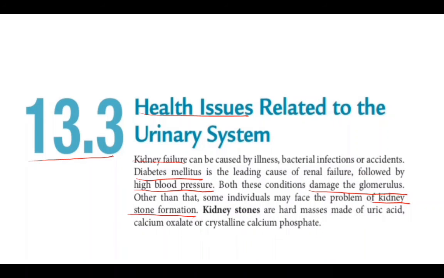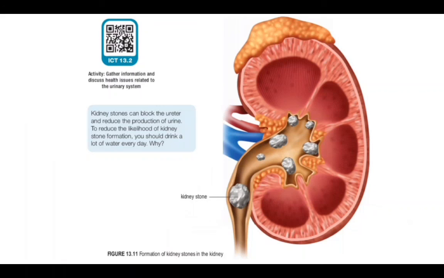Okay, pembentukan batu karang. Kidney stones are hard masses made up of uric acid, calcium oxalate, or crystalline calcium phosphate. So this is the formation of kidney stones in the kidney. Di sini, kidney stones. So these kidney stones block the ureter and reduce the production of urine. So, to reduce the likelihood of kidney stone formation, we must drink a lot of water every day.